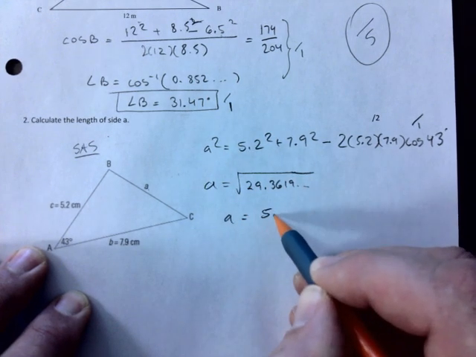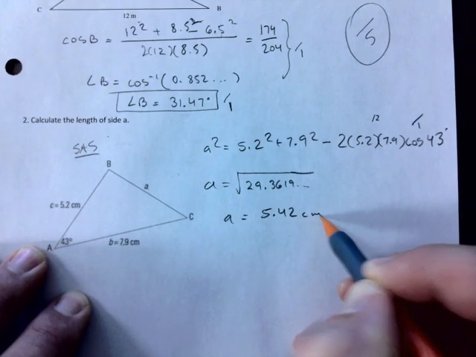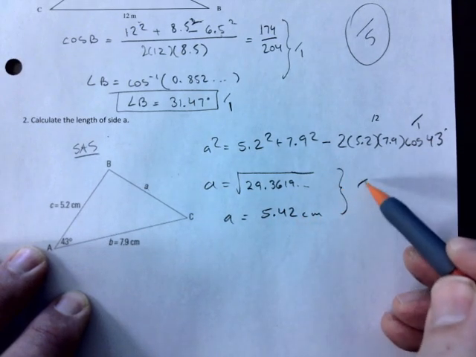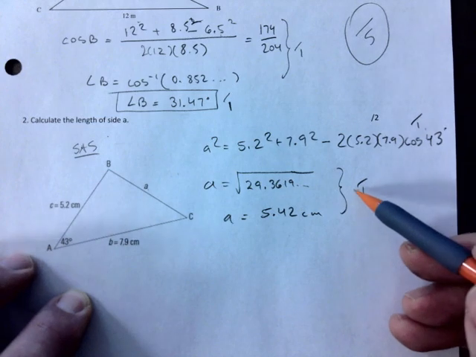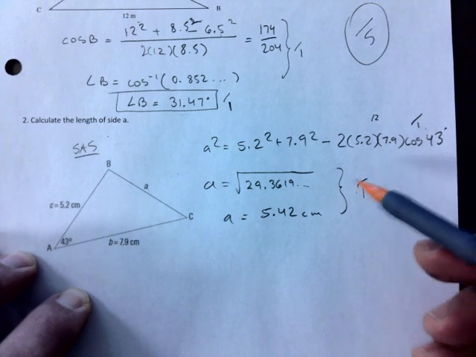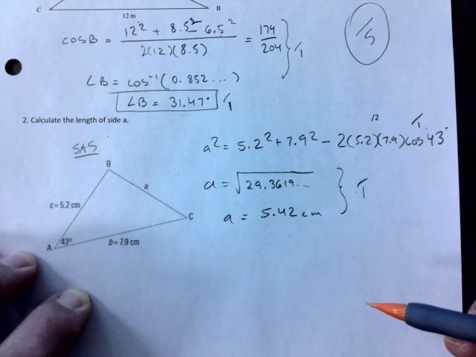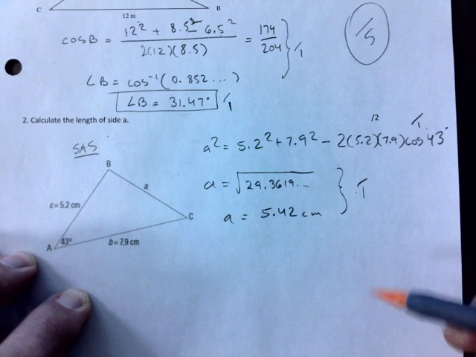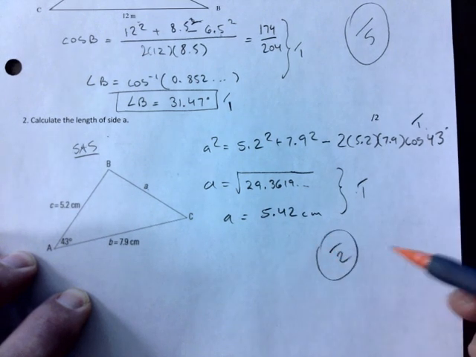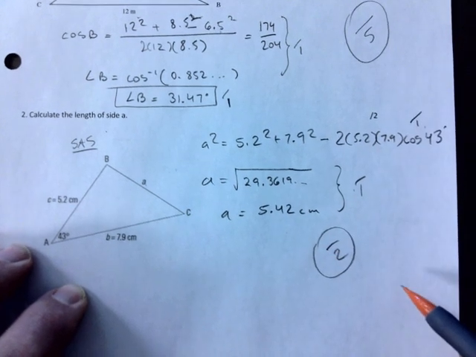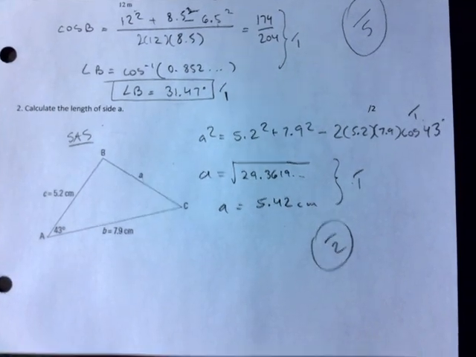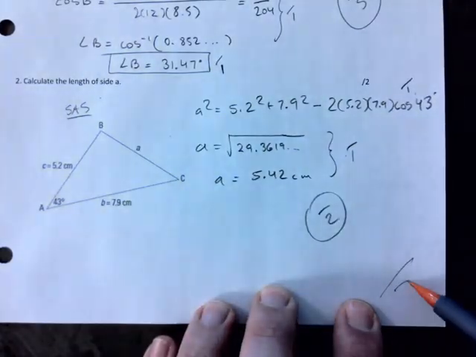That's 5.42 centimeters. So we give you a mark for the initial and 1 mark for the solving part. So 2 for question 2, so that gives us 7 for this whole page. So if you want, already at the bottom here, you go out of 7.